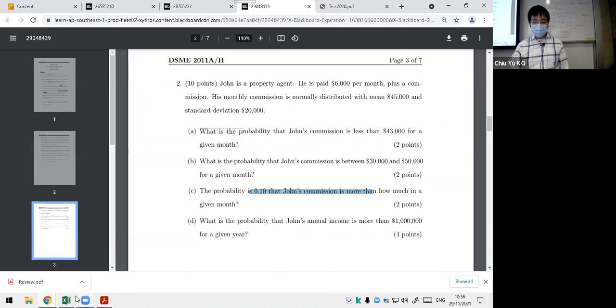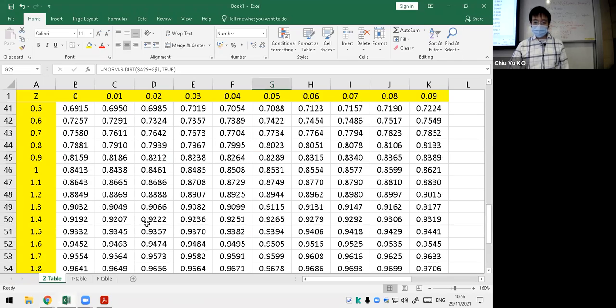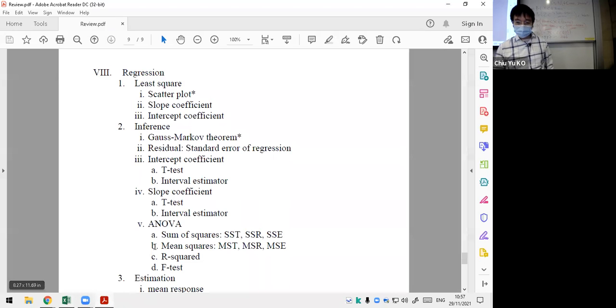Probably shouldn't be a big issue for you. You may have already remembered that 0.1 is looking at 1.28, something like that, I guess, right? Right, 1.28. Okay, 1.28. It's a question.